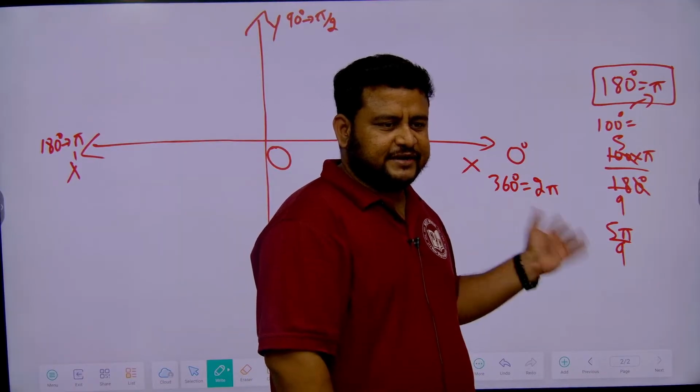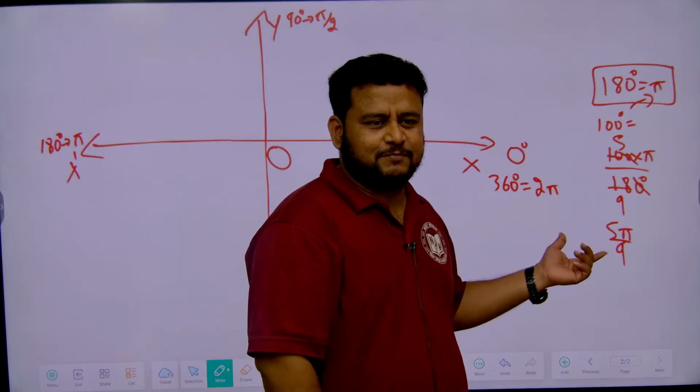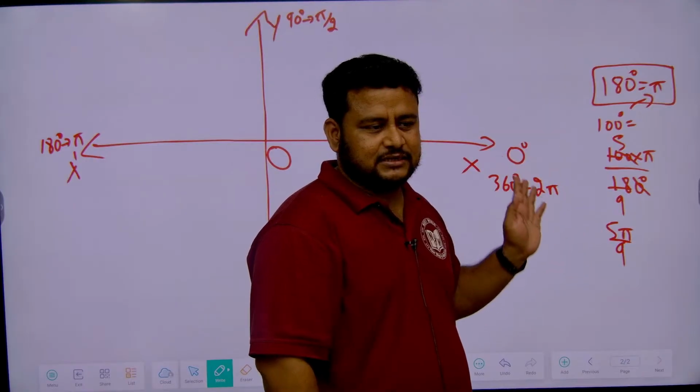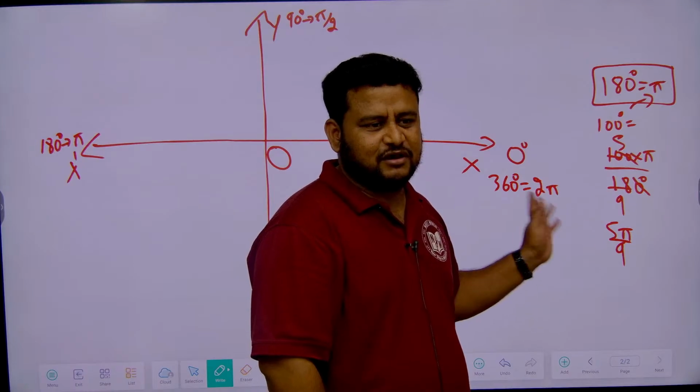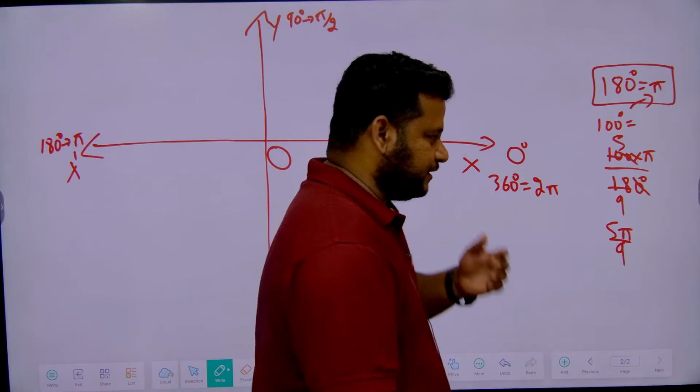Suppose they are given radians, you want it in degree. Wherever pi is there, what you put? Put the value of 180 degree. You will easily get the answer. Understood? Wherever pi is there, what you should do? Put the value of 180 degree. That's it. Okay, fine. Next thing.